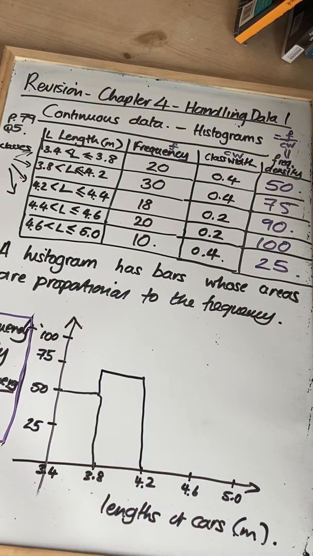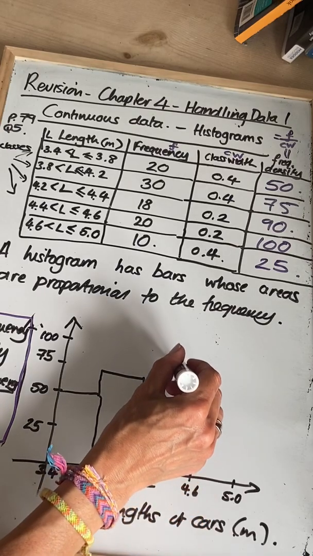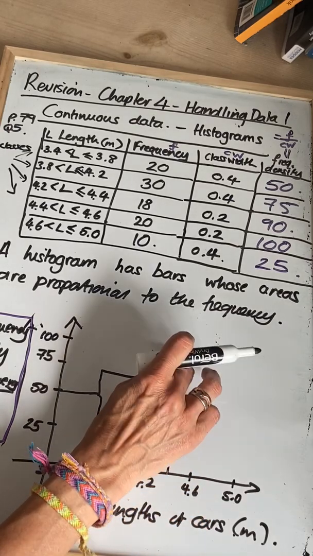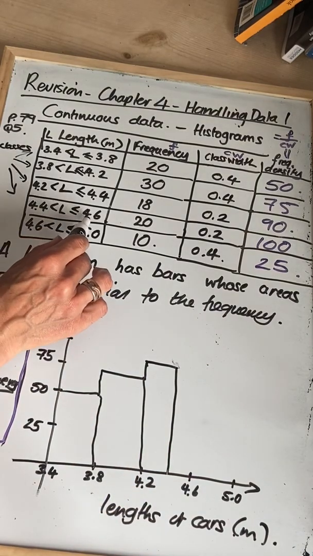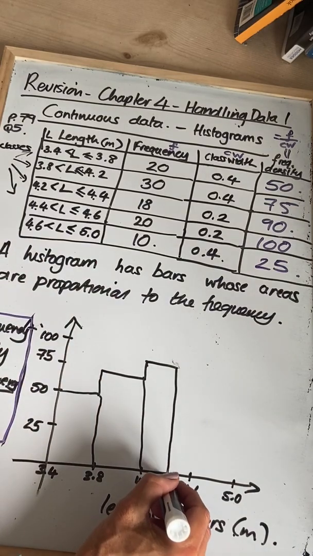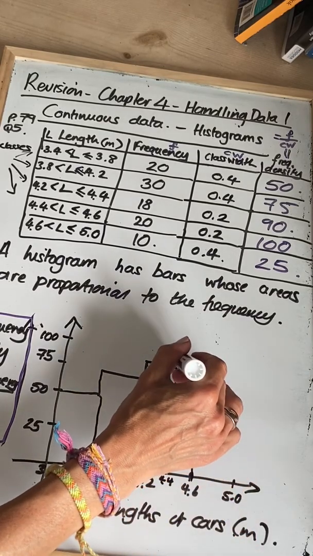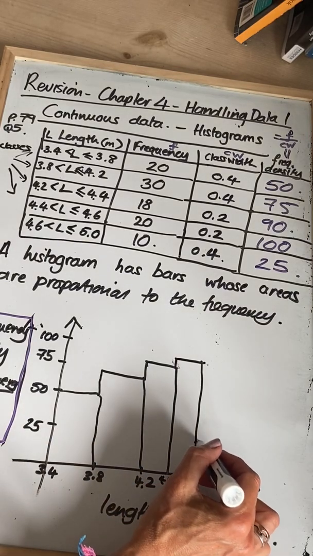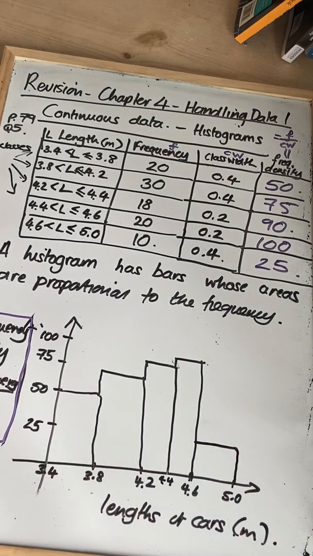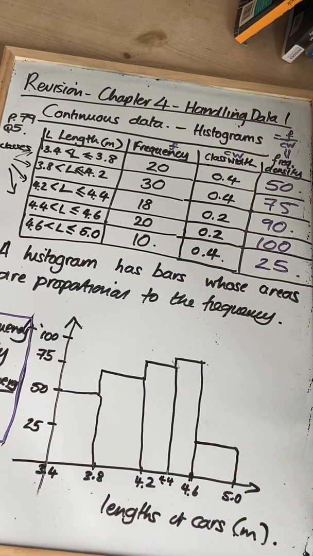Obviously yours will be a lot more accurate than mine. From 4.2 to 4.4, I'm all the way up at 90. So I'm just going to go halfway along there to make my 4.4. I'm going to go along to 90, make it look like it's not 100, but there we go. And then for my 4.4 to 4.6, I'll put 4.4 in there so you can see it, to 4.6 is 100. So that's there. And finally 4.6 to 5 is at 25. Now my graph actually looks a lot more proportional, yeah?